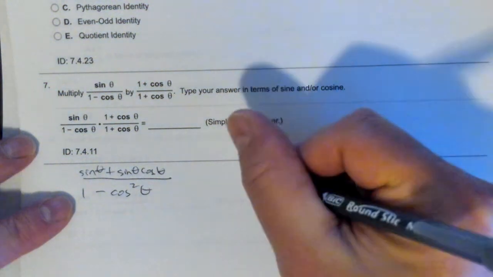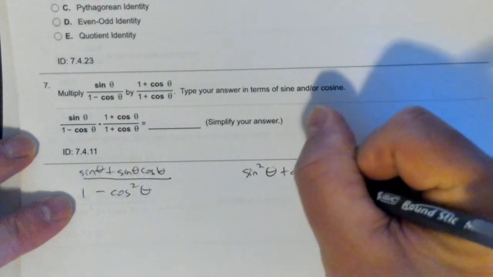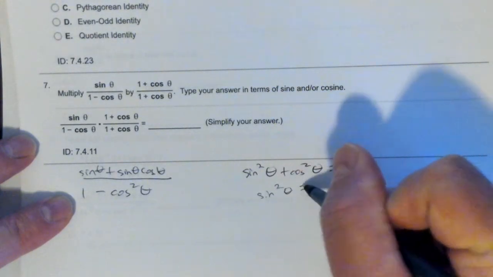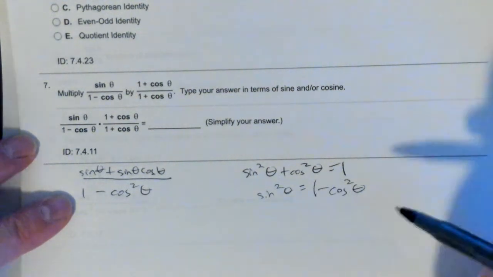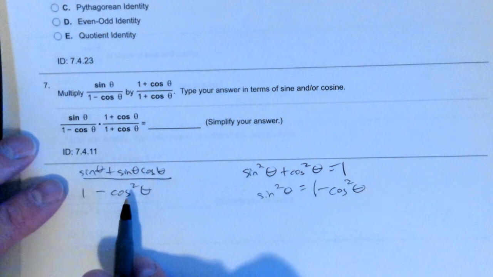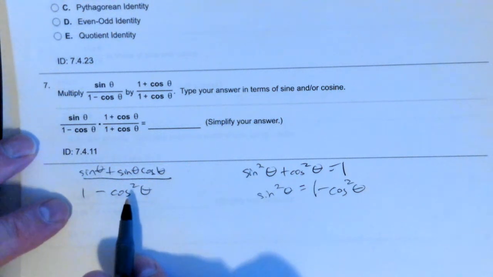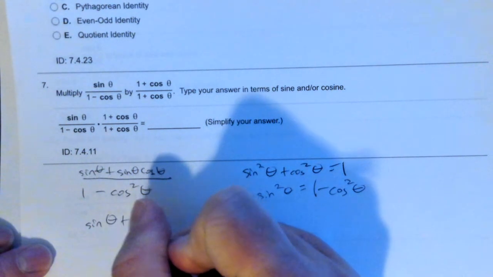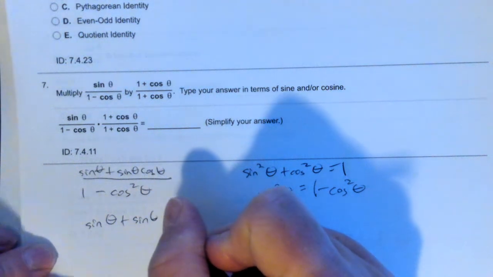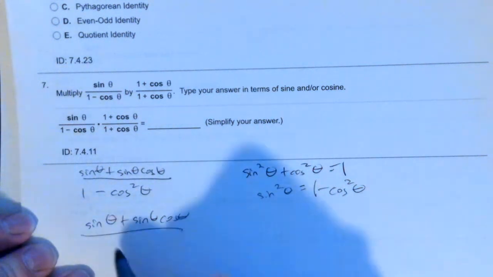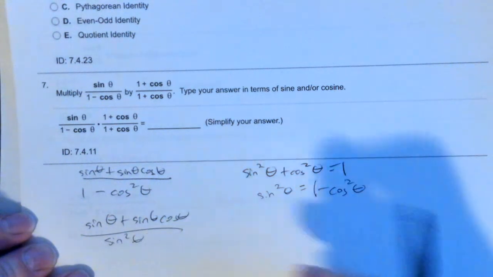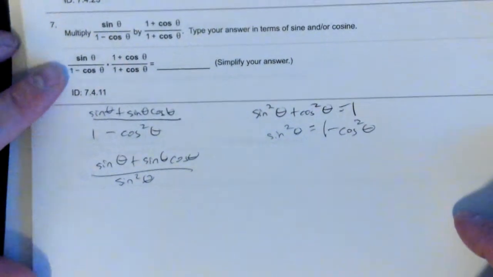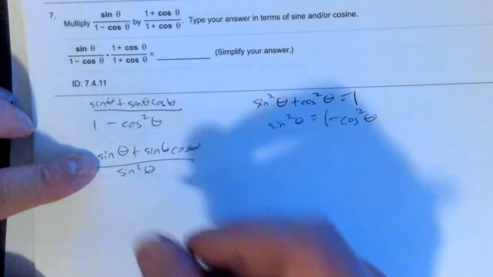So again, this is where you need to remember your Pythagorean identity. And so sine squared would be 1 minus cosine squared. And so we have sine theta plus sine theta cosine theta over sine squared theta. So this looks like one where I really should not have multiplied the numerator out. I'm just going to factor out sine so that it would cancel.